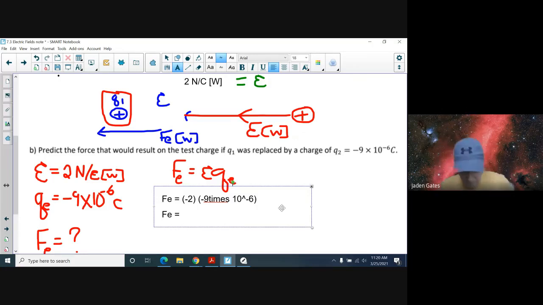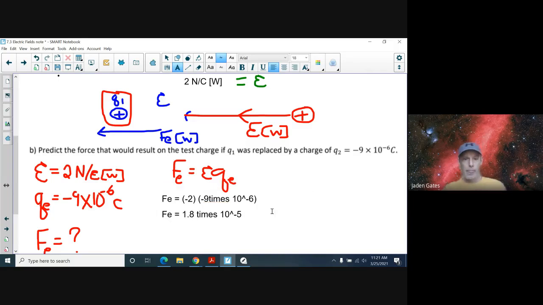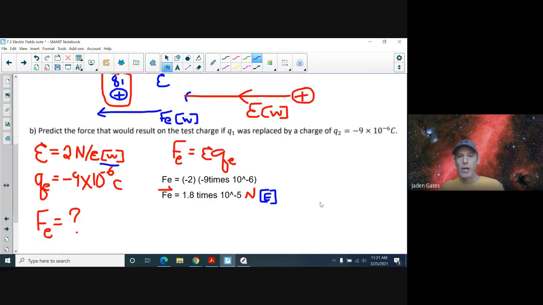All right, so multiply those two numbers, and I get 1.8 times 10 to the power of -5. Now, it's positive. Now, to make this a vector, because it's positive, and it's newtons, by the way, I better not forget my units here. And I already said west is negative, right? So that means this force that this charge experiences goes east. So let me draw that up here.